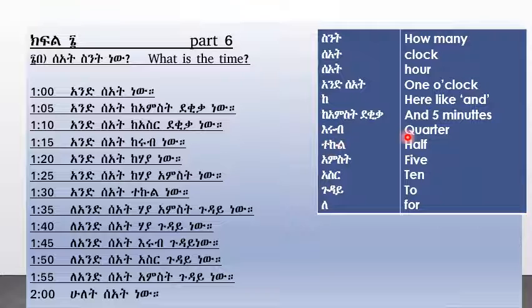ሩብ, quarter. ተኩል, half. አምስት, አስር, ጉዳይ. When you say quarter to, 10 to, 5 to, you say ጉዳይ.